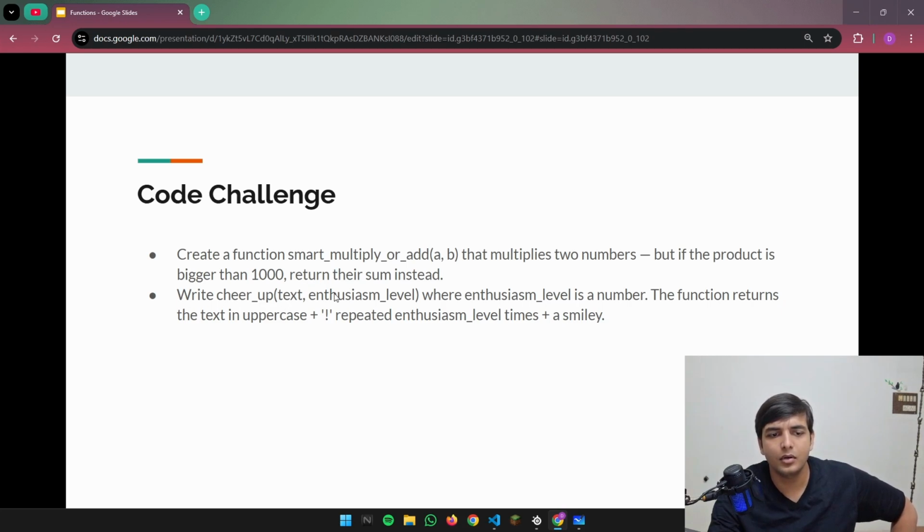Next, write a cheer up function, and it would take two parameters, which are text and enthusiasm level, where enthusiasm level is a number. The function returns the text in uppercase plus that many exclamation marks as the enthusiasm level, plus maybe a smiley. The smiley is optional, but you can do it however you like.